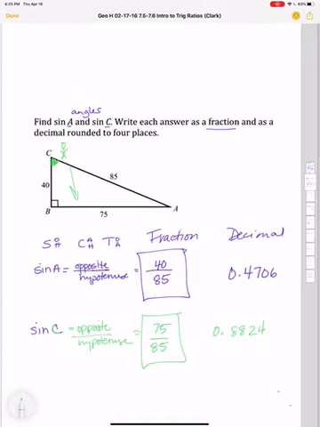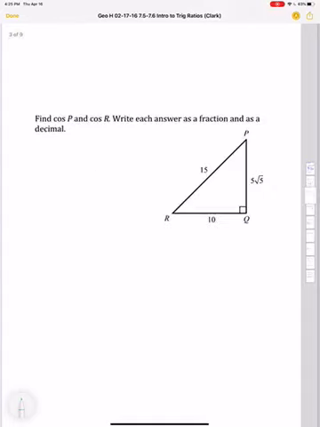So that is how you use these. So take a second and go back through it if you're unsure or having a hard time understanding this. Just look back through it, you'll get it. All right, now we're going to keep going. So it says find cosine P and cosine R.